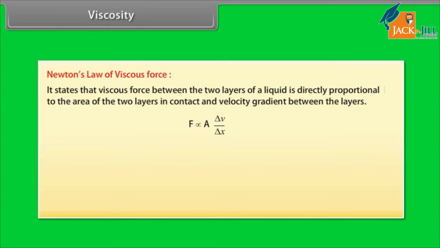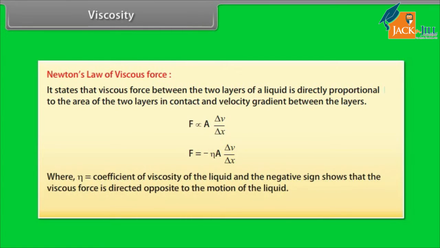F is directly proportional to A × delta v upon delta x. This equation can be written as F = −ηA × delta v upon delta x, where η is the coefficient of viscosity of the liquid, and the negative sign shows that the viscous force is directed opposite to the motion of the liquid. Its dimensional formula is ML^-1 T^-1.